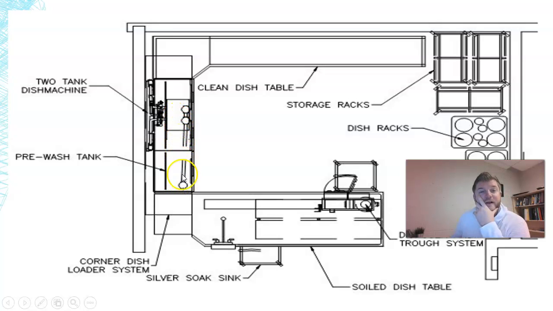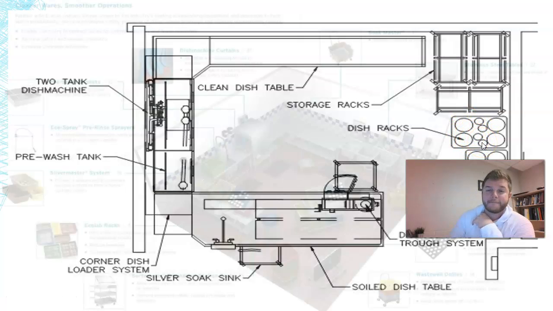So this system here, I think it's a conveyor belt system, is where it'll go through and be washed in a couple different manners, and then it comes out here clean and goes into either storage racks or dish racks, which are rollable. So those just roll to wherever they need to be.